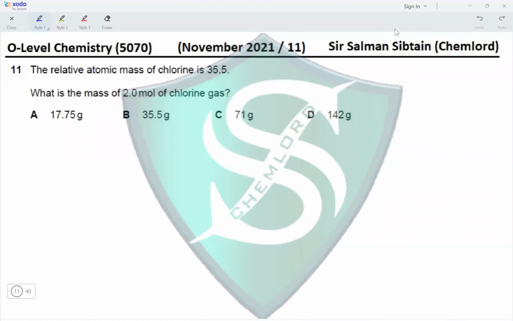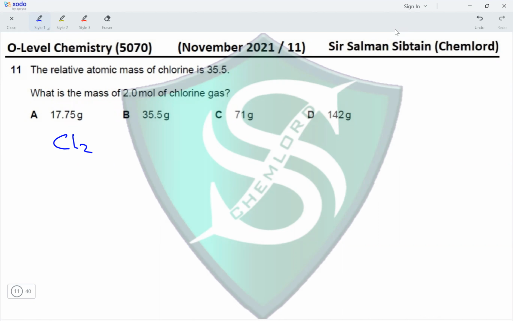Hi guys, this is O-Level Chemistry, paper 11, November 2021, question 11. The relative atomic mass of chlorine is 35.5. What is the mass of 2 moles of chlorine? So we are talking about chlorine gas. Chlorine gas has a formula of Cl2 because it is a diatomic molecule.